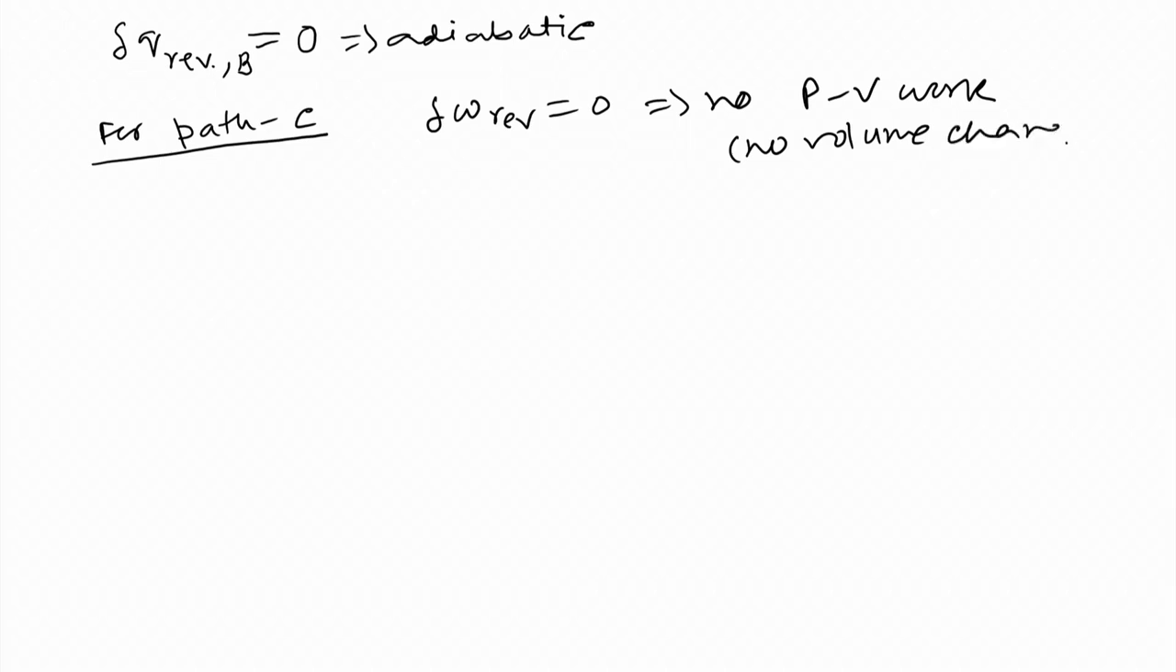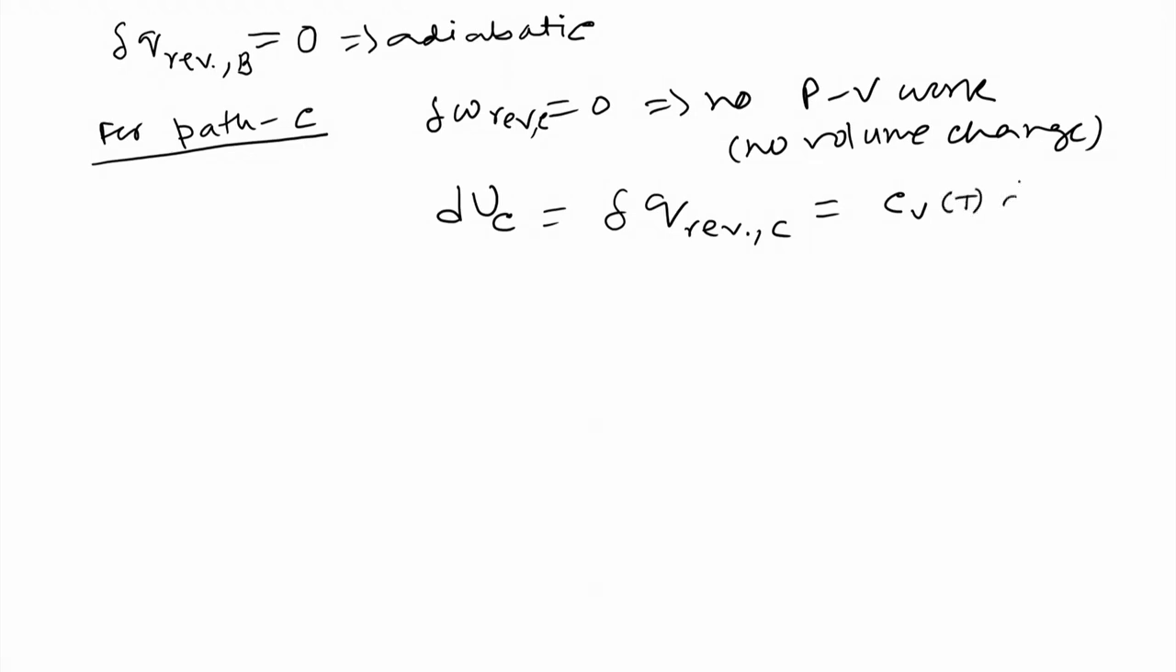So, there is no volume change for path C. So, dU for path C is nothing but delQ reversible of path C, and this is nothing but CV dT, right.